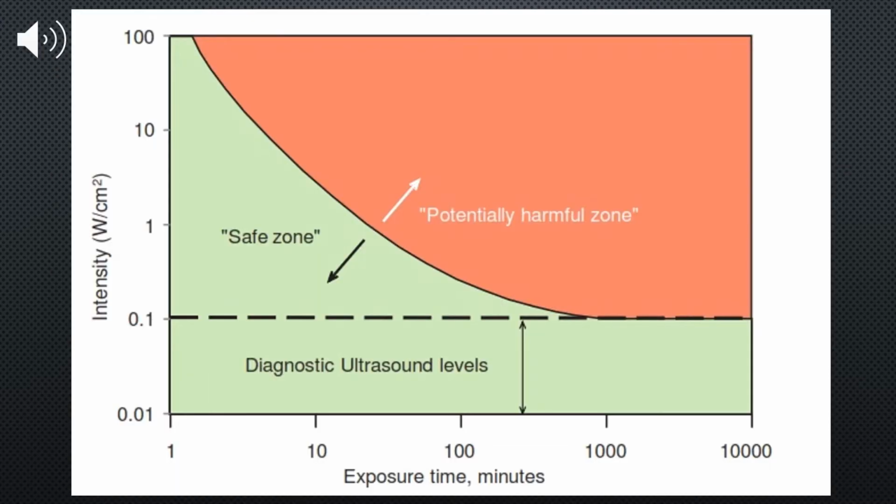So this diagram shows potential bioeffects from ultrasound that delineate safe and potentially harmful regions according to ultrasound intensity levels and exposure time. The dashed line shows the upper limit of intensities that are typically encountered in diagnostic imaging. So it just basically shows how increasing intensity levels and increasing exposure time will produce bioeffects.